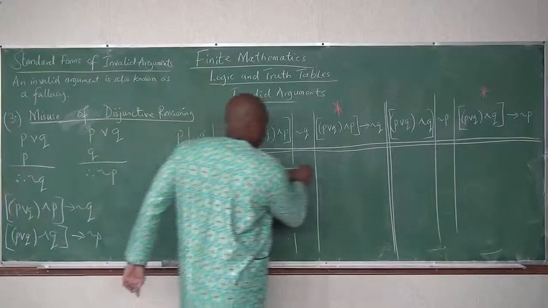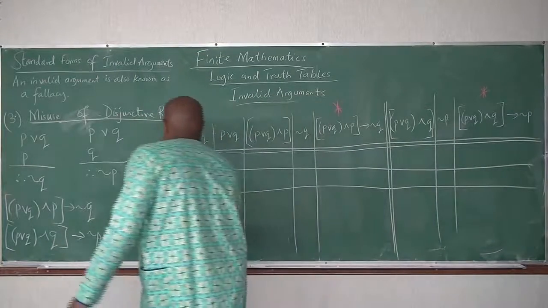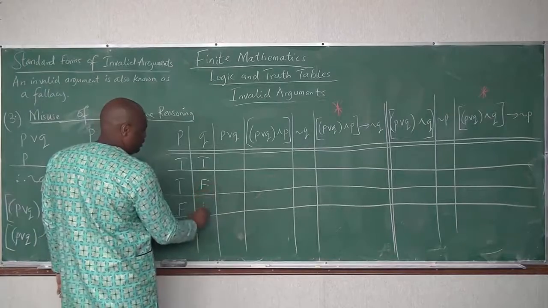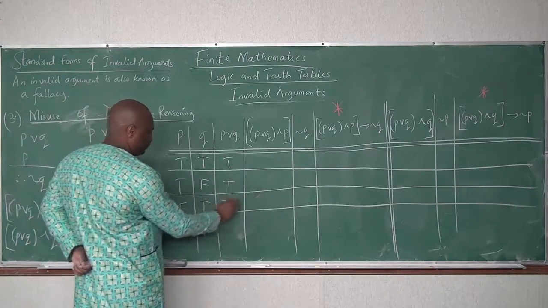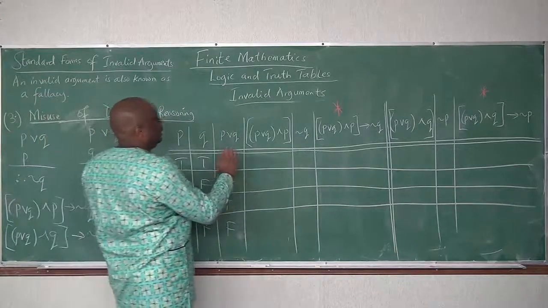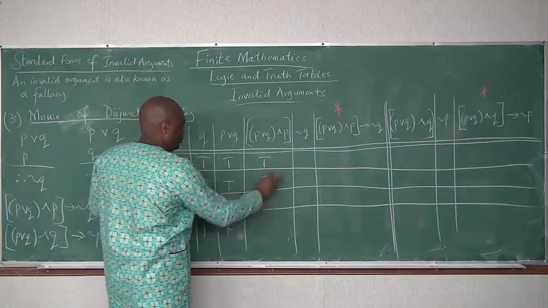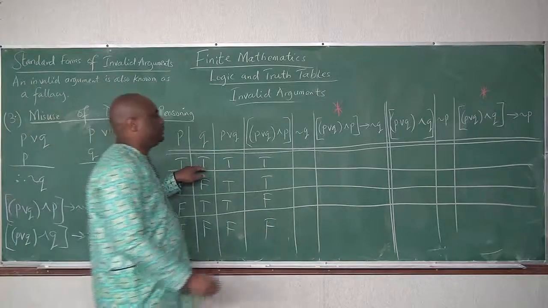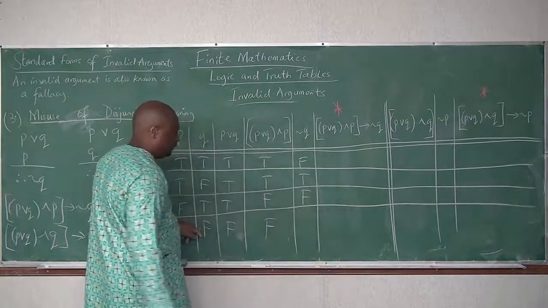So we have true, true, false, false, and then here we have true, false, true, false. True or true is true, true or false is true, false or true is true, false or false is false. Remember, this is disjunction, or. Then true and true is true, true and false is false, false and true is false, false and false is false. This is conjunction now. Then not Q: not true is false, not false is true, not true is false, not false is true.